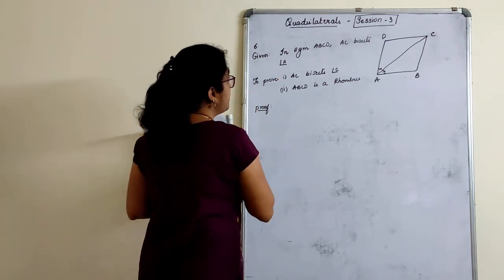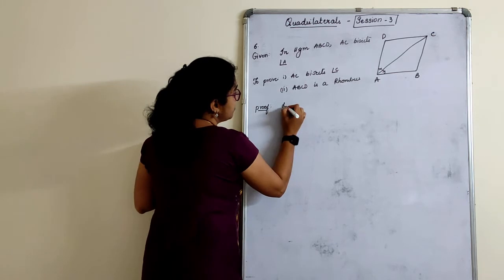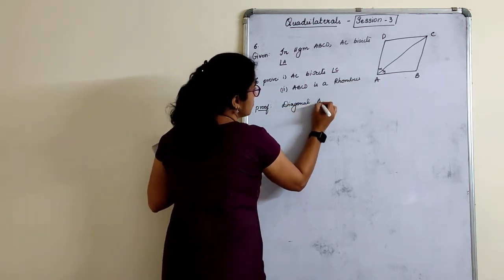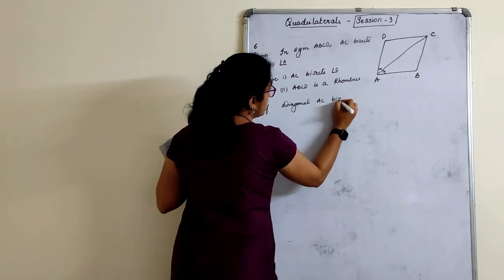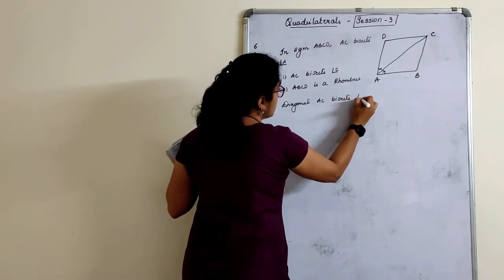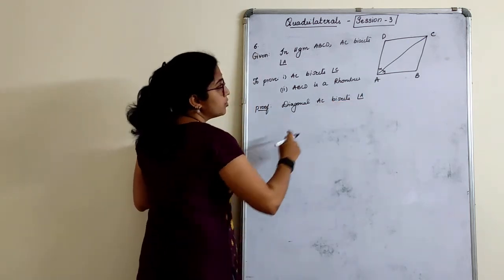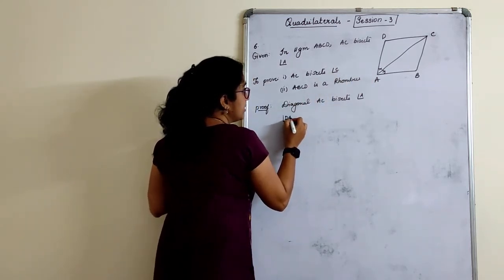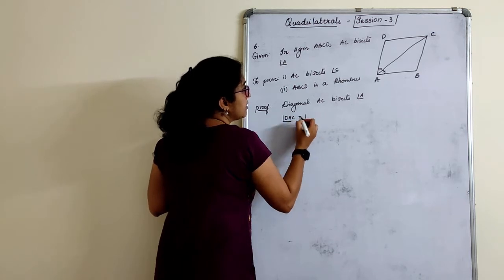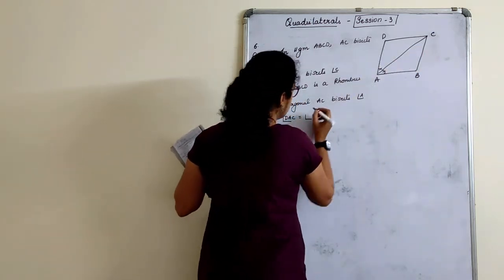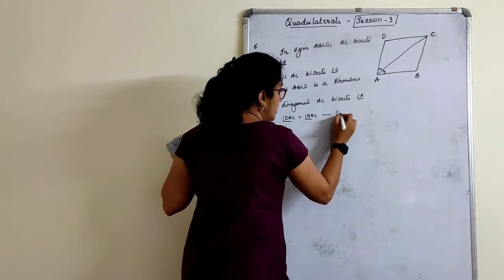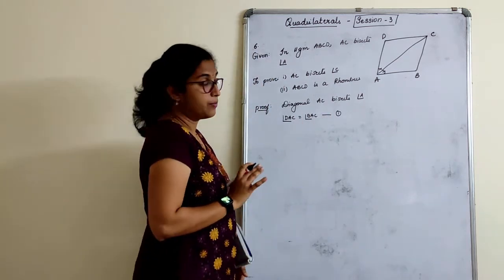We'll start with this given. Diagonal AC bisects angle A. So if it bisects angle A, I can write that as angle DAC is equal to angle BAC. Keep this as this. We'll name this as equation 1.